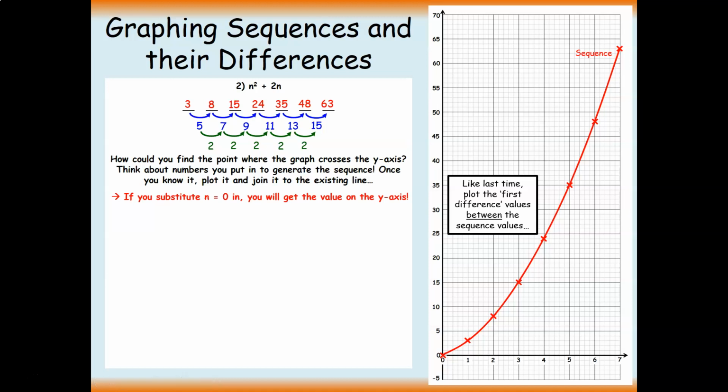Like the last time, plot the first difference values between the sequence values. So we have here 1.5 and the difference is 5. In here is 7. So 2.5, 7. 3.5, 9. Then 11, 13, 15. There you have the graph of the first differences.